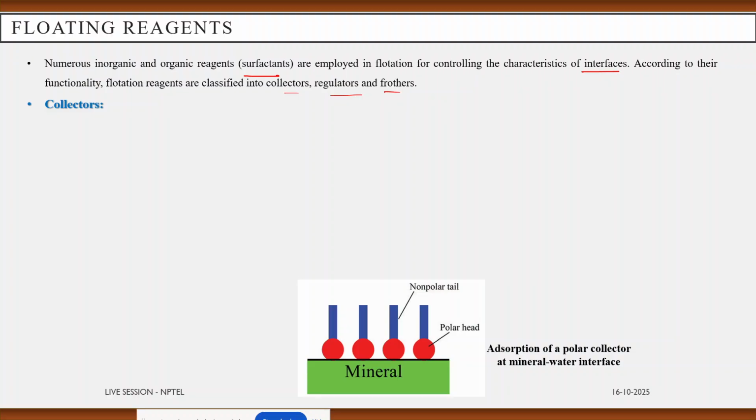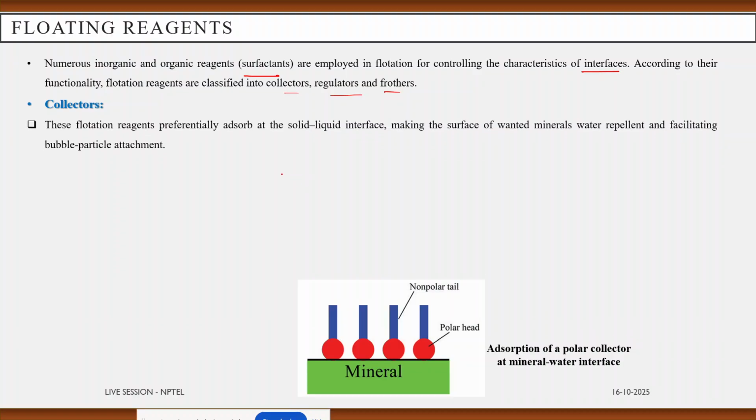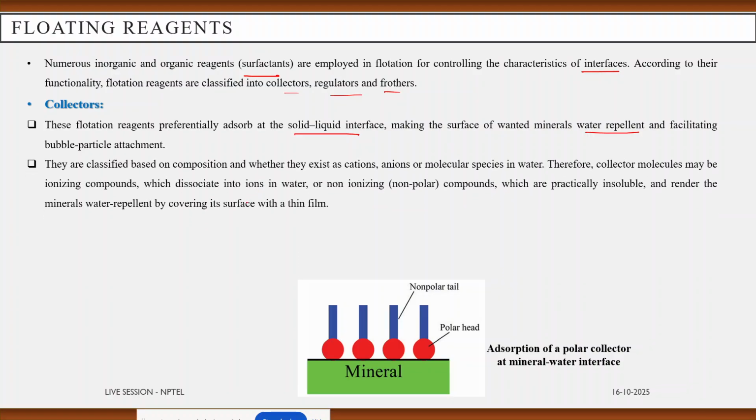So first we are going to discuss the collectors. What are the collectors? These flotation reagents preferentially adsorb onto the solid-liquid interface, making the surface of the wanted mineral water repellent or hydrophobic and facilitating the bubble particle attachment. These collectors are classified based on the composition, whether they exist as cation, anion, or molecular species in water.